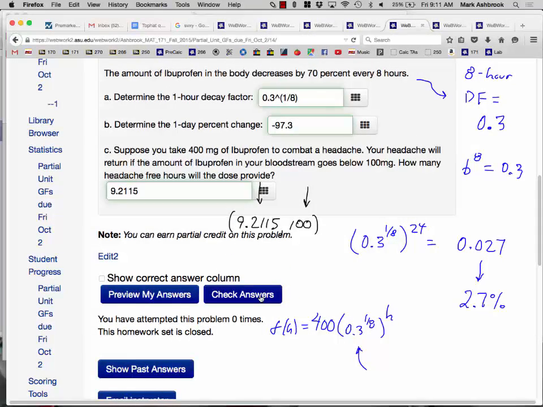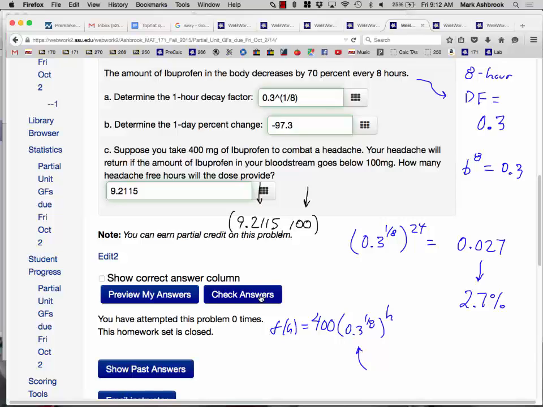Okay, questions on this? There's a lot of important stuff in here. Changing from decay factor to percent change, changing between decay factors, using the graph to figure out a y, the x, or the input that would give you a specific output. So there's a lot of important stuff in here. Anybody have a question?